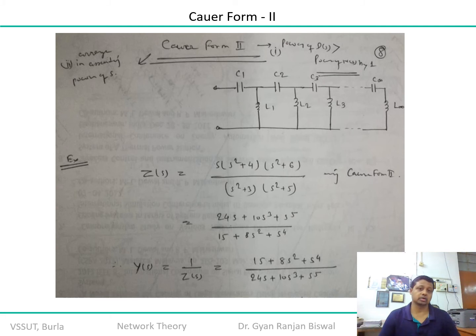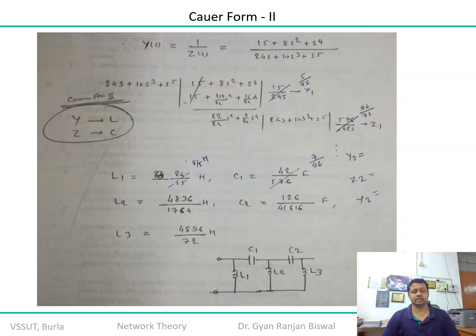So that means your Cauer form 2, as far as this transfer function is concerned, can be realized only for the admittance function, not for the impedance function. Okay. Now I hope that your approach must be clear, and you will be able to get the answer to it. So now let's see whether you are able to get the solution or not.